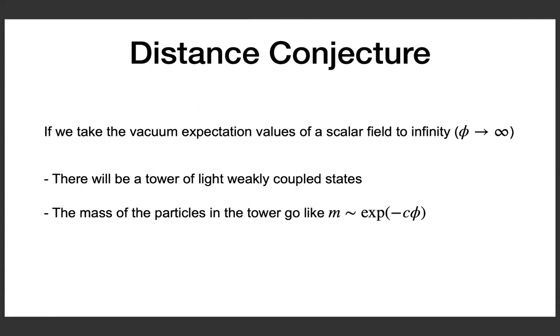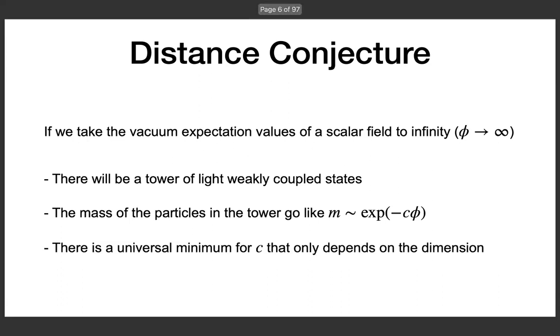Moreover, the masses of these states depend exponentially on the scalar field phi, and here the scalar field is canonically normalized, meaning that its kinetic term is canonically normalized. Lastly, this constant c, which determines how quickly the masses of these particles go to zero, has a universal bound. This is true for the lightest tower, and it cannot be that the masses' dependence remains arbitrarily slow in terms of your scalar field. So there's a universal upper bound on how quickly the masses go to zero for the lightest tower.